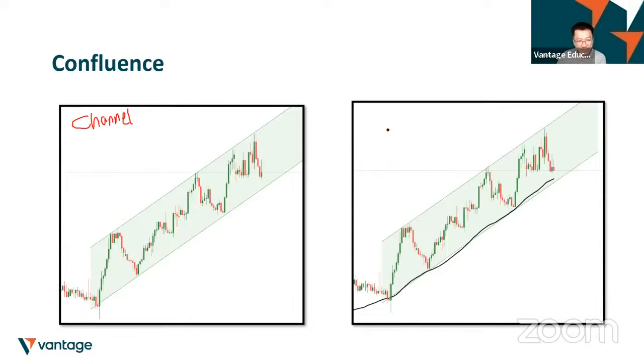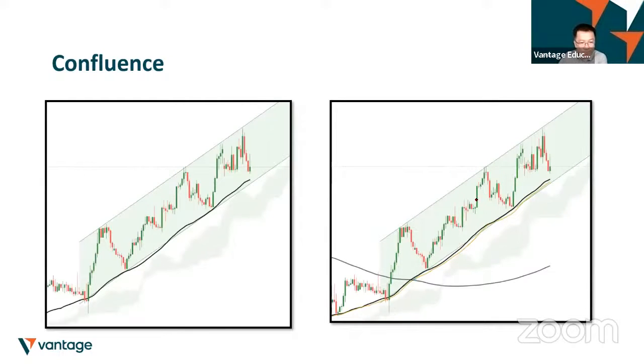On the right side here, we have the channel and also the 46 SMA. As we were describing with the double break, that SMA now forms an additional support level to give you that confidence, to show you the strength of that upward move. You can see that it forms that confluence. Confluence is that combination of tools, to give you confidence in the trend analysis, the trade analysis, the strategy analysis.